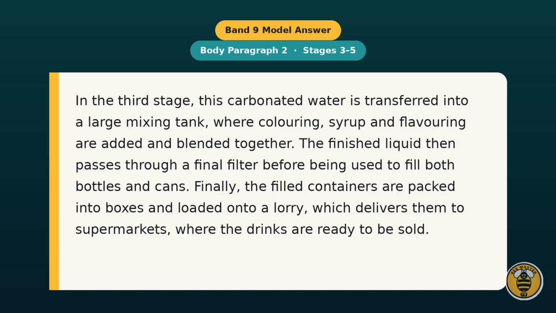And the second body paragraph. In the third stage, this carbonated water is transferred into a large mixing tank where coloring, syrup and flavoring are added and blended together. The finished liquid then passes through a final filter before being used to fill both bottles and cans. Finally, the filled containers are packed into boxes and loaded onto a lorry, which delivers them to supermarkets, where the drinks are ready to be sold.